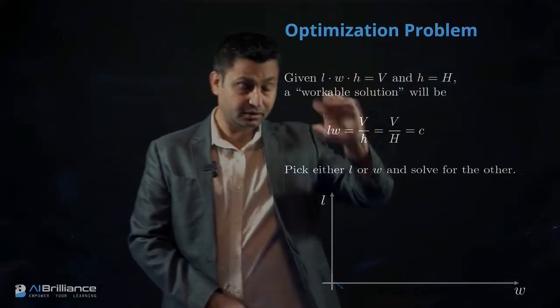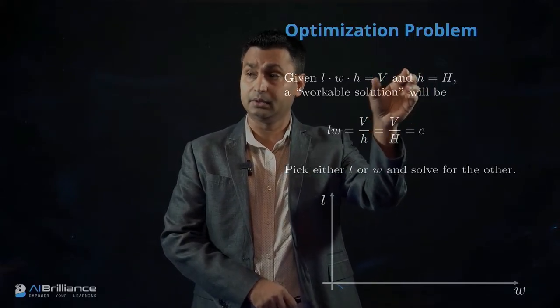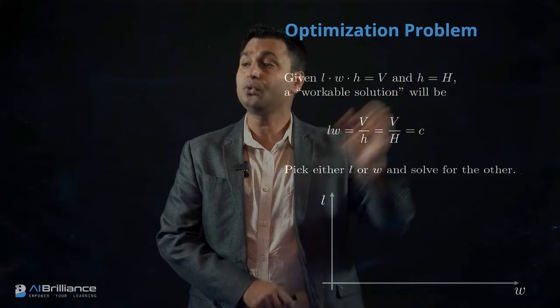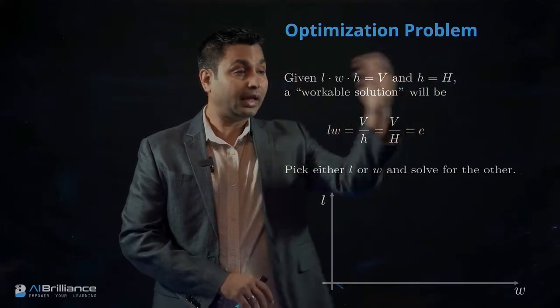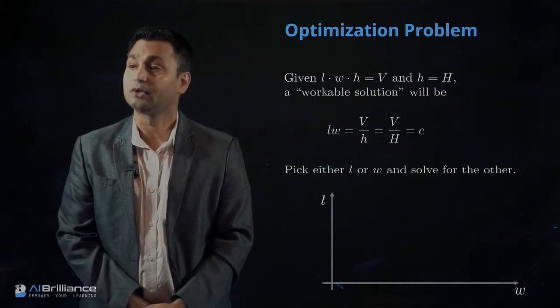So if I take this information, which is length into width into height is fixed, and this V is maybe 1 liter and this height is 10 inches, then how do I create a solution, and how do I use this mathematical equation to help this carpenter is what we are focusing on.